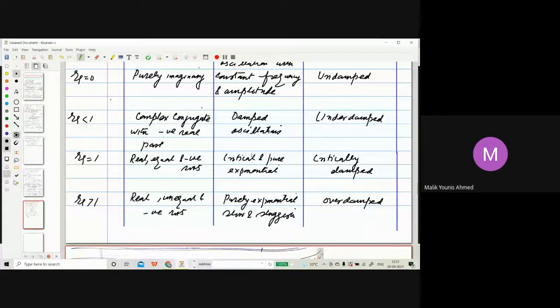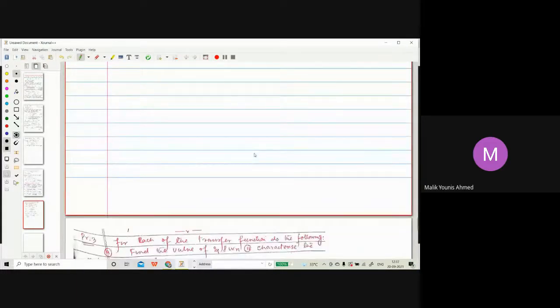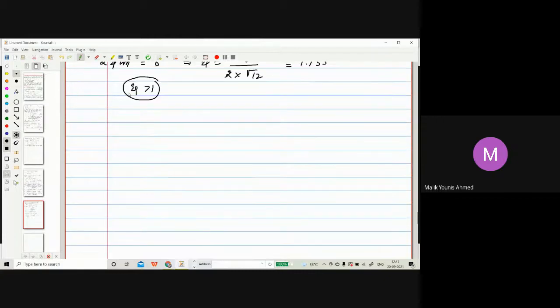Okay, next I will give you 2 minutes. Give me the response of this one. Transfer function is 16 divided by s square plus 8s plus 16. Quickly tell me what should be omega n, what should be xi, and what is the type of response we have.